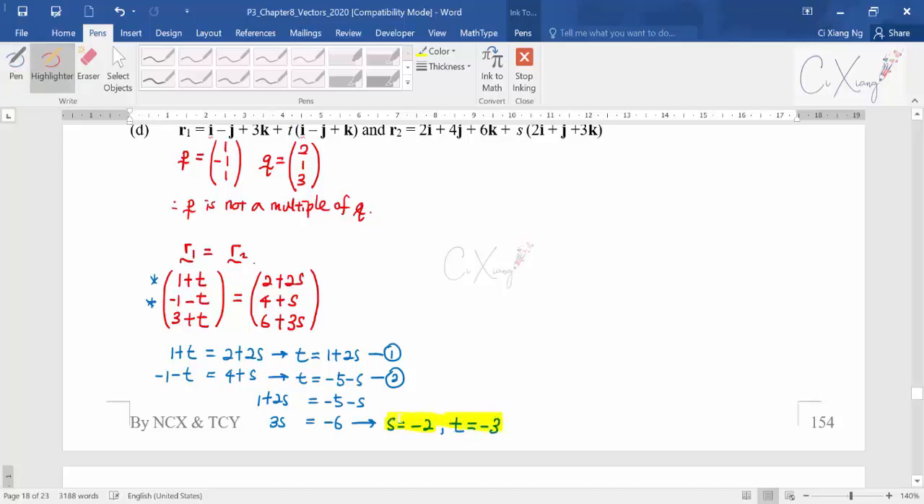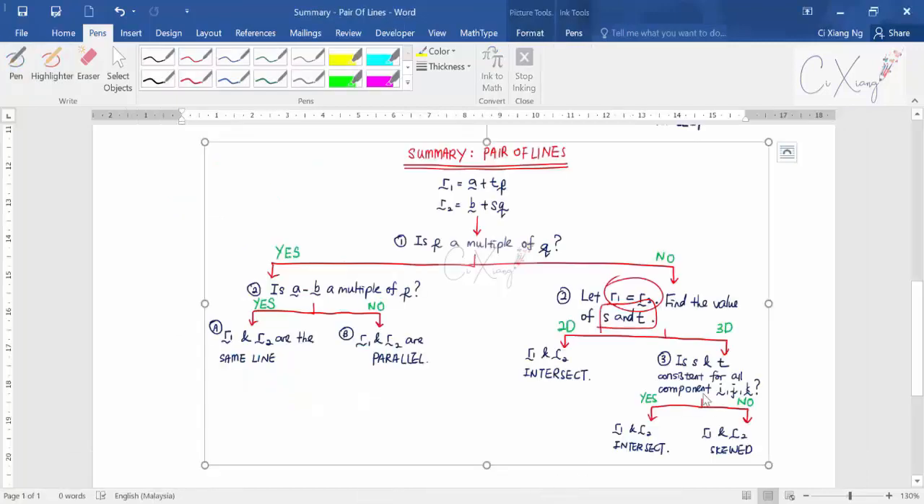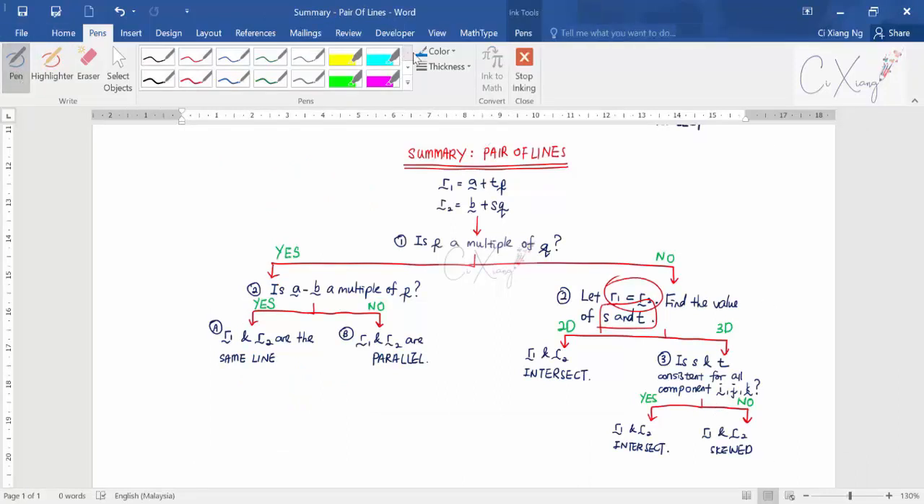All right. Okay, so once you get the value for S and T already, you still cannot decide whether they intersect or are skewed yet, right? So what you are going to refer to is this one. Okay, so if you look at our question again, our diagram again, here they tell you, is S and T consistent for all the components I, J, K? So how can we check by using this criteria? What are you going to do with this one? Is S and T consistent for all components I, J, K or not?